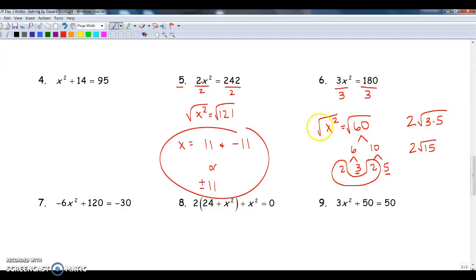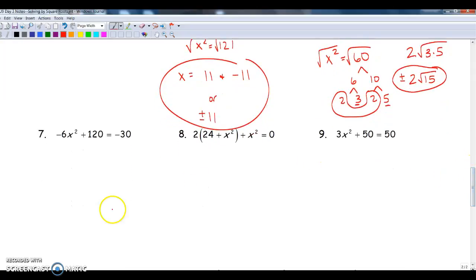And then again, because we square rooted both sides, we cannot forget our plus or minus. All right, so the answer is going to be +2 root 15 and -2 root 15. So sometimes it works out nicely where you have perfect squares. Other times, if it's not, you'll have to do a factor tree, but don't forget the plus or minus.